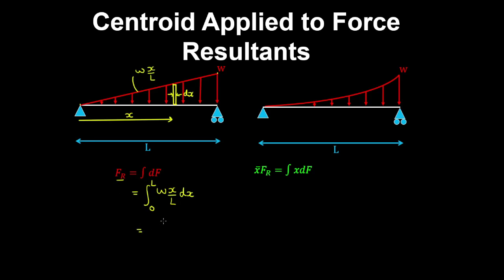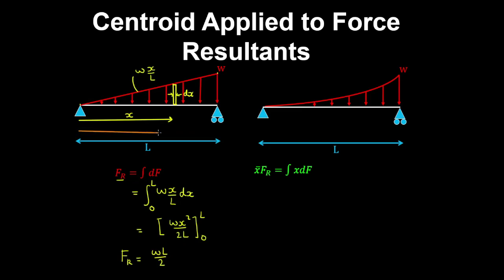So if we evaluate this integral, we get Wx squared on 2L, evaluated from 0 to L, and therefore the magnitude of the resultant force is equal to WL squared on 2L, or WL on 2.